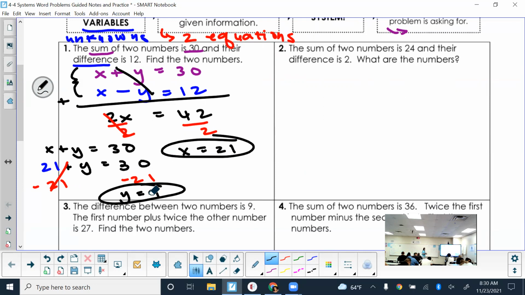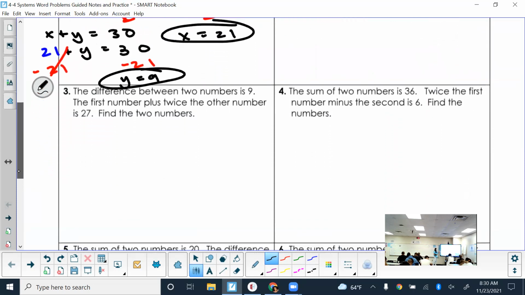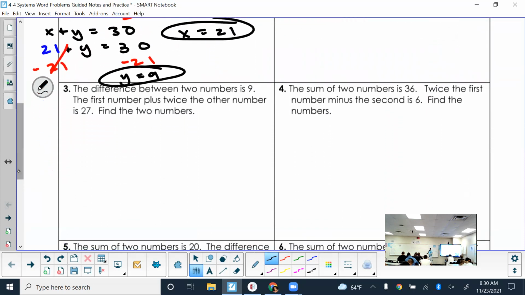All right, let's try one with a little more stuff going on in it. So let's look at number 3. We have the difference between two numbers is 9. So difference, what operation? Good. And do we know what the numbers are? So we can just do X and Y again. X minus Y is 9. Is means equals, right? So there's our first equation. Question about that?